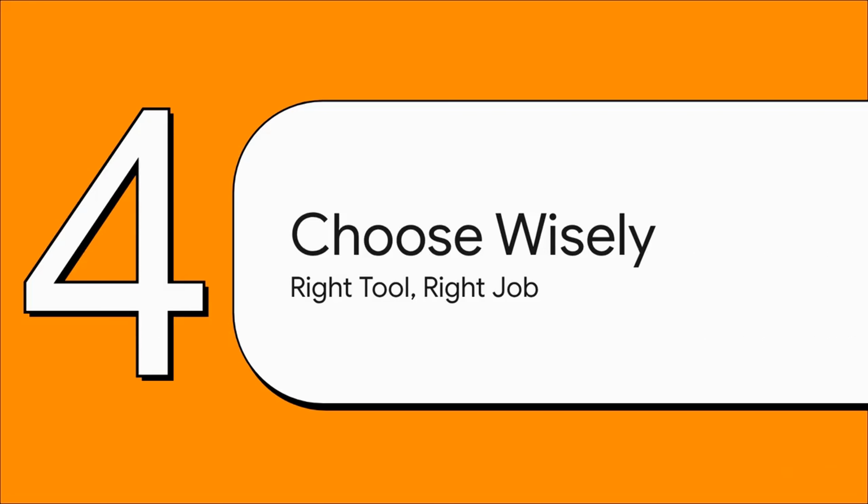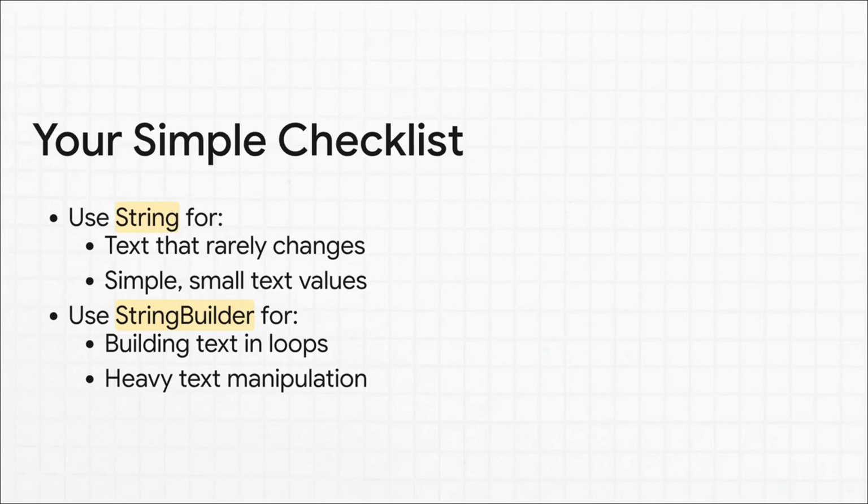So look, this isn't about one of these being good and the other being bad. That's not the point. It's all about being a smart developer, you know? Understanding your tools and choosing the right one for the job so you can write code that's not just clean, but also really efficient. So let's boil this all down to a super simple checklist for you. Just use a normal string for any text that's not going to change much, for simple, small values. But the second you find yourself building or modifying text inside any kind of loop, you switch to a StringBuilder. It is such a small change to your code, but it can make a gigantic difference in your app's performance.